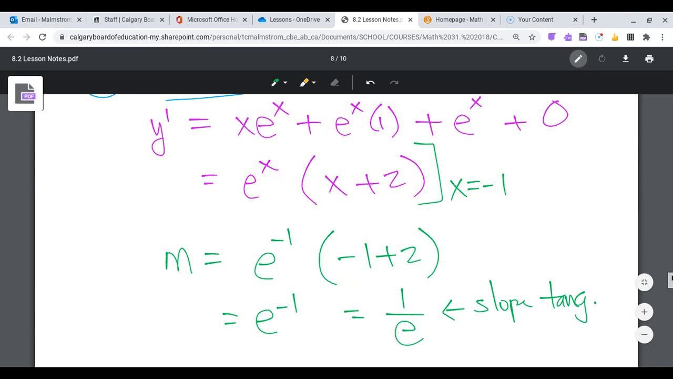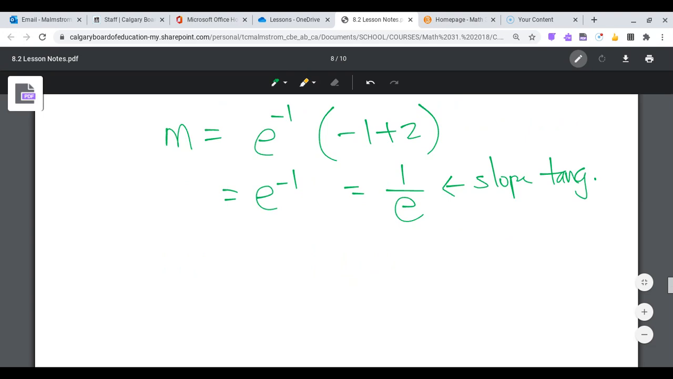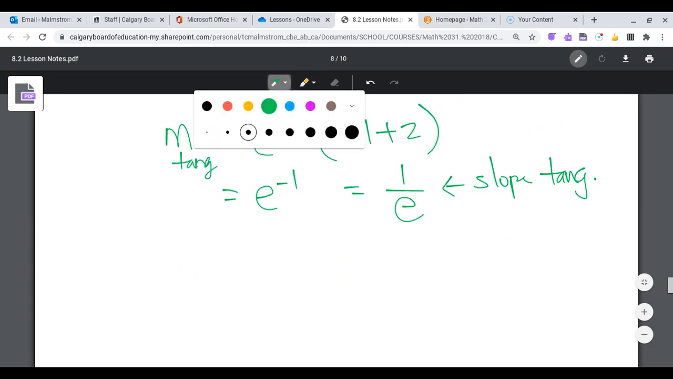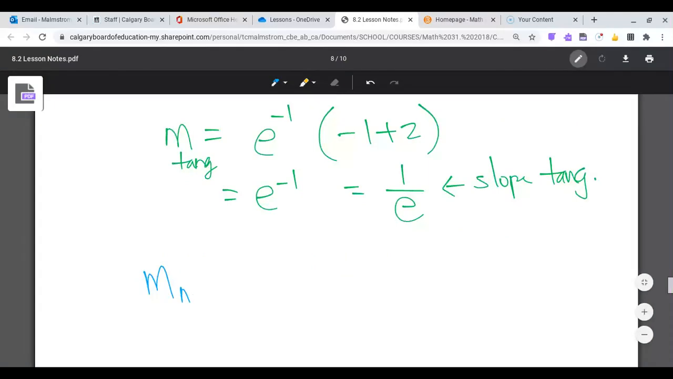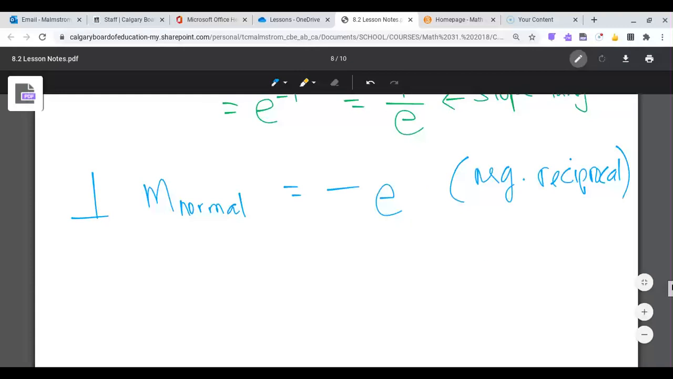Okay, and we want to make the equation of the normal, so I need the perpendicular slope. This is the slope of the tangent, so I want the slope of the normal, which is perpendicular, so it's going to be the negative reciprocal. Negative reciprocal because it's perpendicular. Negative reciprocal. All right, and then we can go ahead and find the equation.